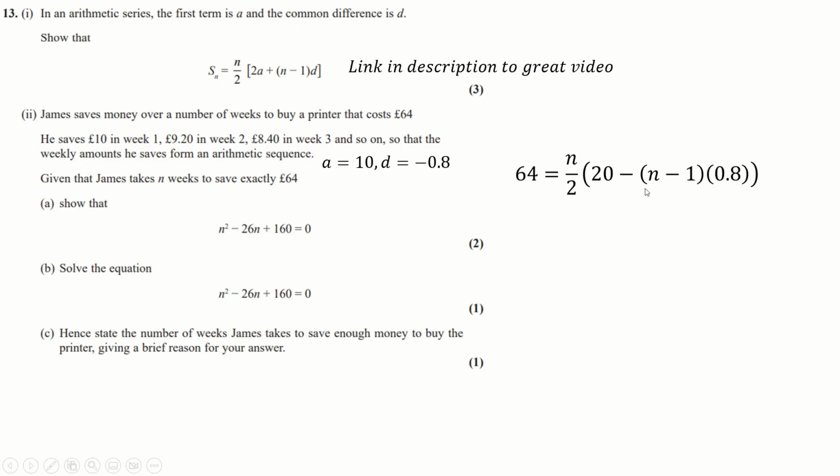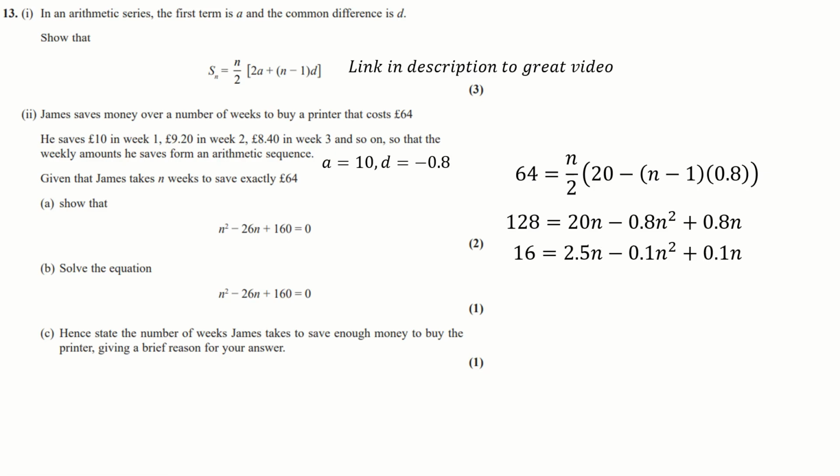So let's times everything by 2 to get rid of this, and then expand out, and we eventually end up with this. I think I divided everything by 8. I did. And then I could put these things together anyway, but I put them together now, times by 10, I guess.